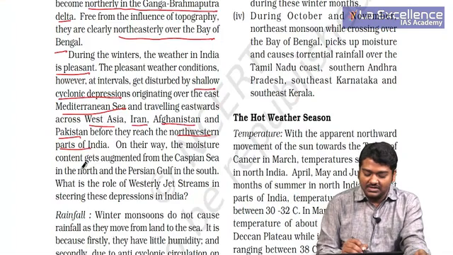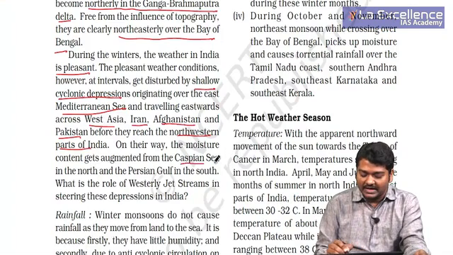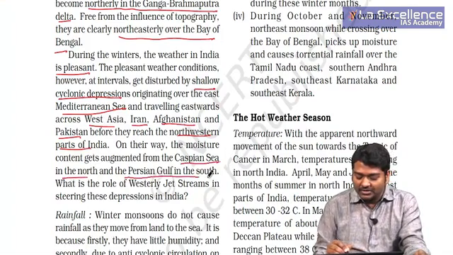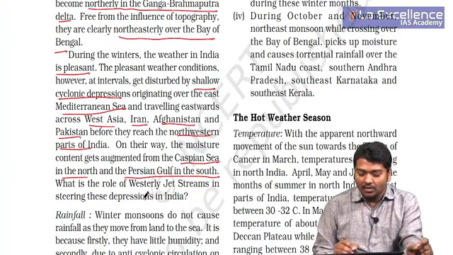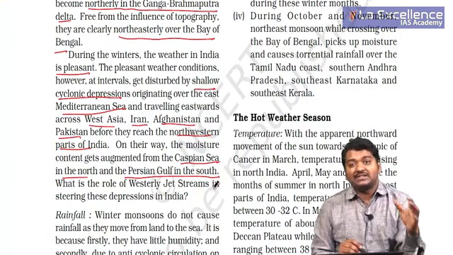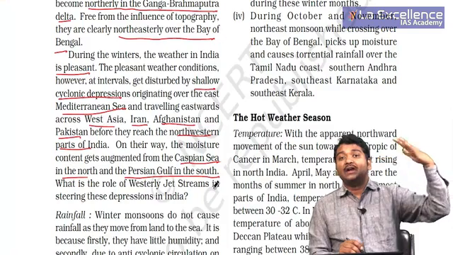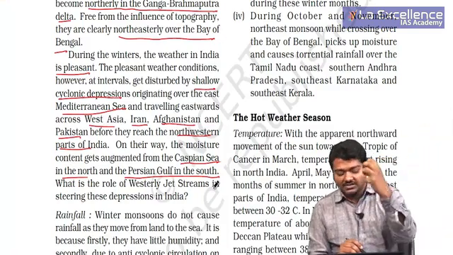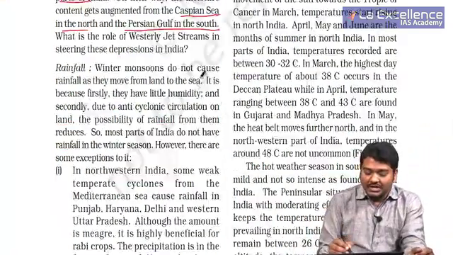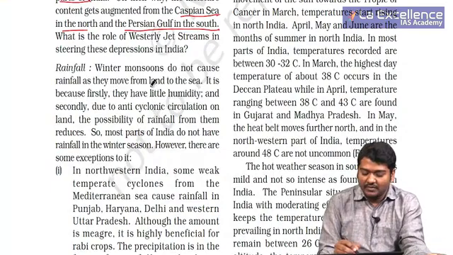On their way, the moisture content gets augmented from the Caspian Sea in the north and the Persian Gulf in the south. What is the role of the westerly jet stream? Whenever it is coming, it tries to bring these depressions towards India. Winter monsoons in India do not cause rainfall because they are moving from land to sea.